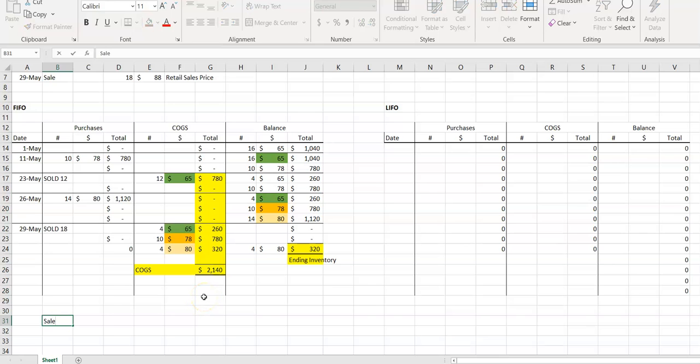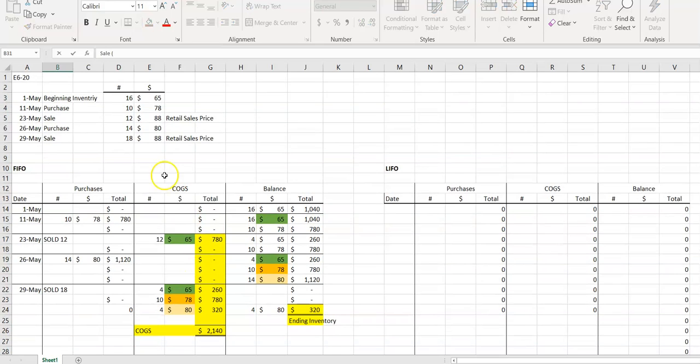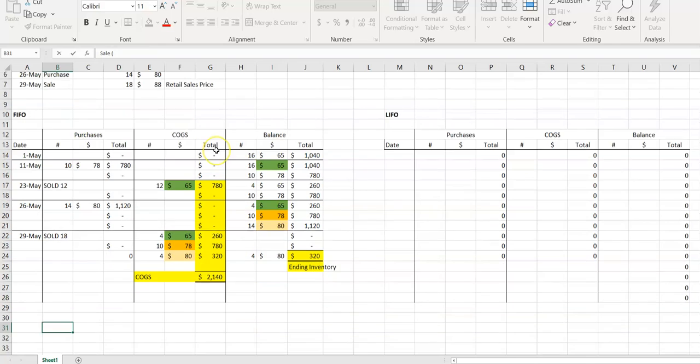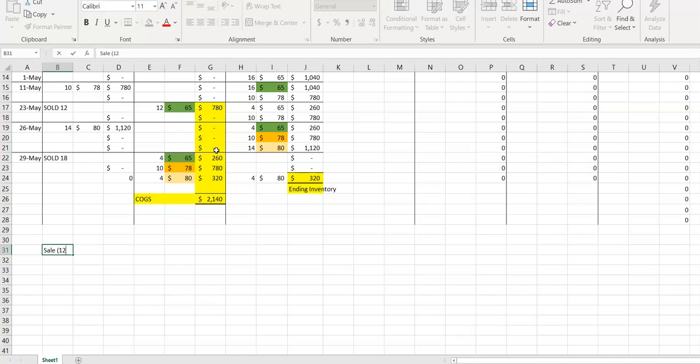Okay, so our sales were, here are our retail sales prices. We had 12 at 88 and 18 at 88. So our sales are 12 times 88 plus 18 times $88. I could have done 30 times 88, but sometimes the retail sales price might change. All right, so I'm just going to do 30. So there are my sales minus cost of goods sold. So my gross profit is $500.